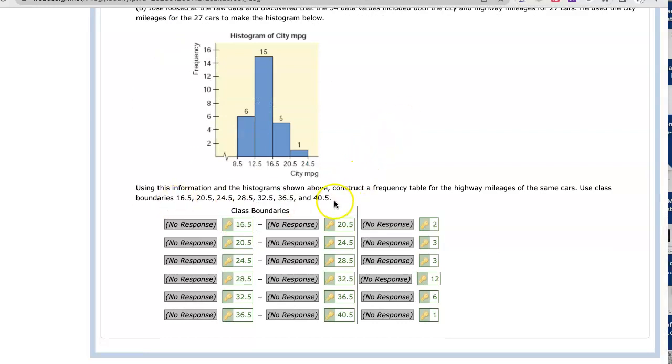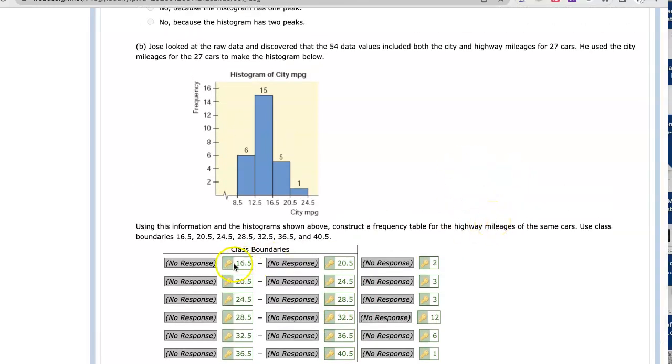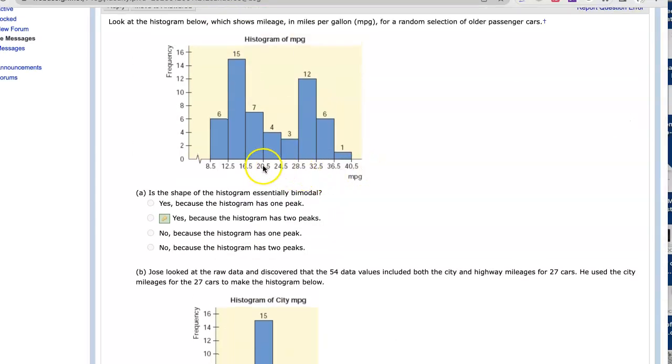It tells us what to make the class boundaries, so put those in, 16.5 to 20.5, then 20.5 to 24.5, 24.5, then to 28.5, and so forth. So put those in. Now remember, this is the highway miles per gallon. So let's go look at the 16.5 to 20.5 miles per gallon.